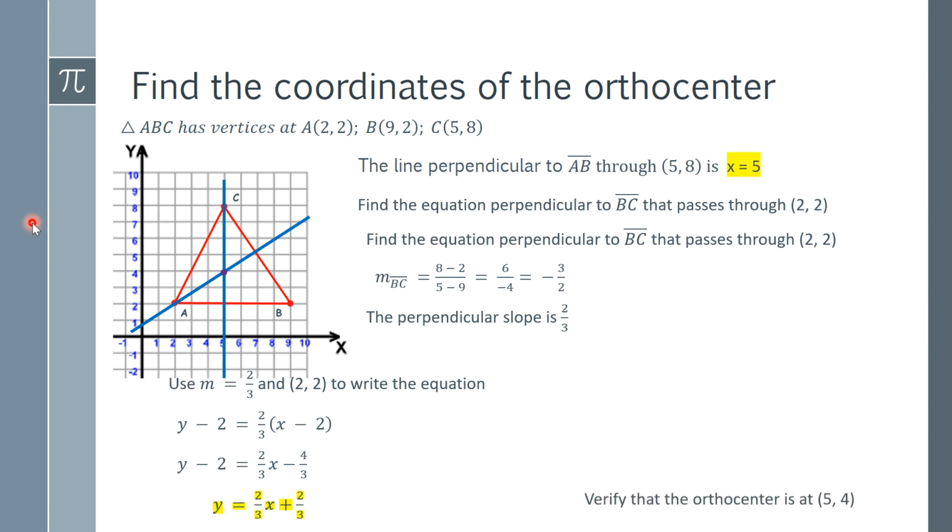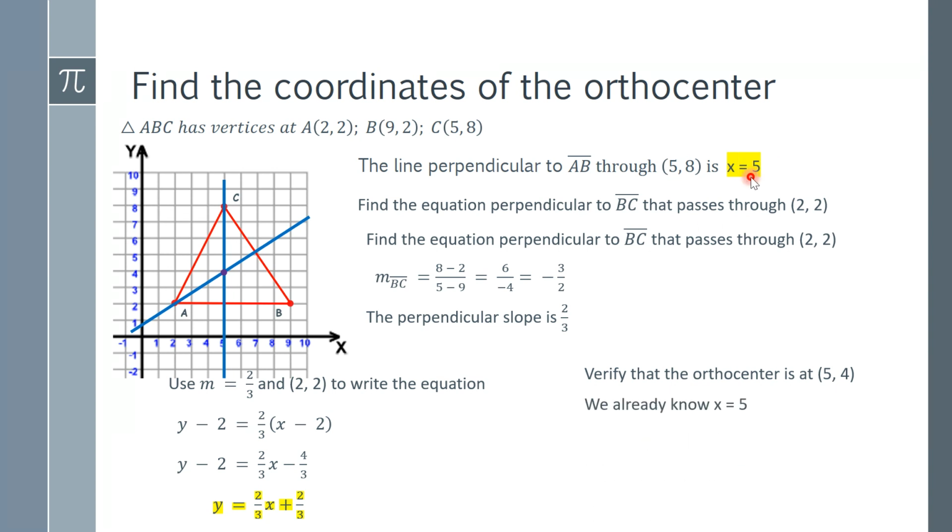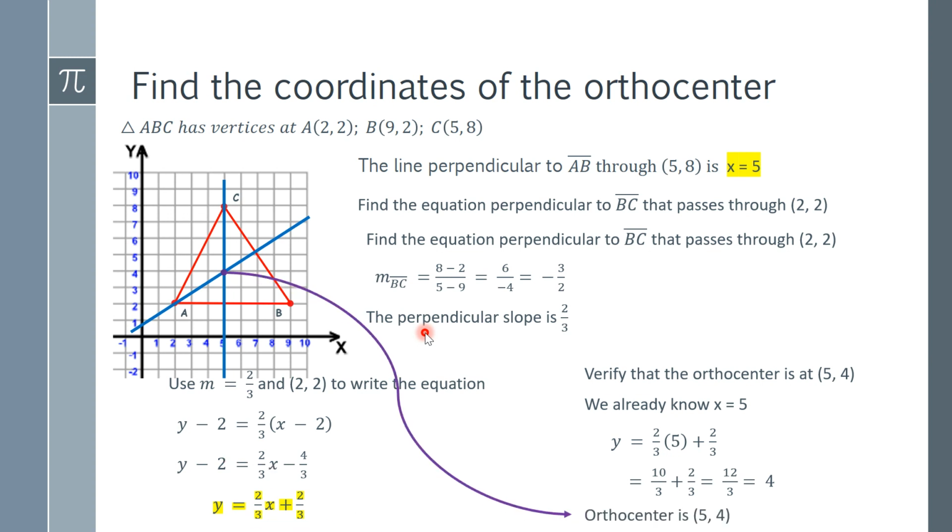So we're going to verify that the orthocenter is at 5, 4. We already know that x equals 5, because that was the equation for the first line. So we're going to substitute x equals 5 into this equation. And so what's 5 times 2/3? Well, that's 10/3. What happens when I add 10/3 and 2/3? I get 12/3. So that means y equals 4. So yes, we just verified that the orthocenter right there is at 5, 4.